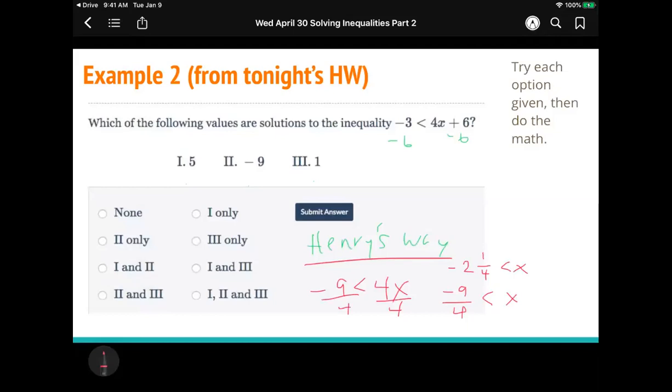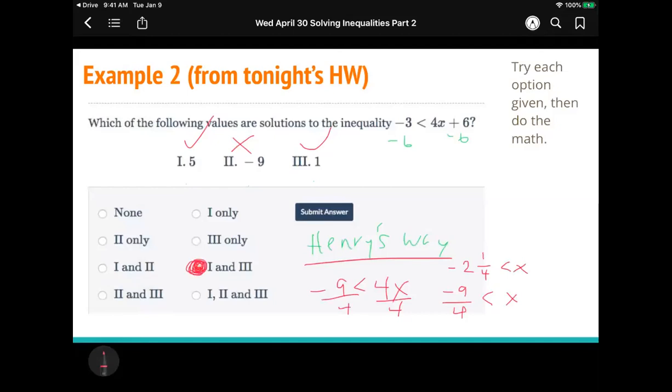So at this point, he could say, well, if 2 1/4 is less than 5, so 5 works, which Jamarian said in the chat up there. He said 1. -9, -2 1/4 is less than 9. That's not true. And then -2 1/4 is less than 1. That's true. So that's one way you could do this problem. And then you would go down here and say, well, 1 and 3. So I would pick this guy here.